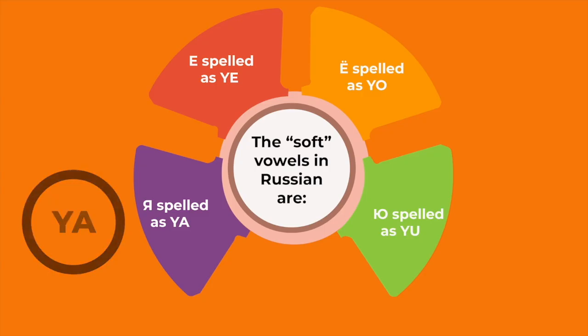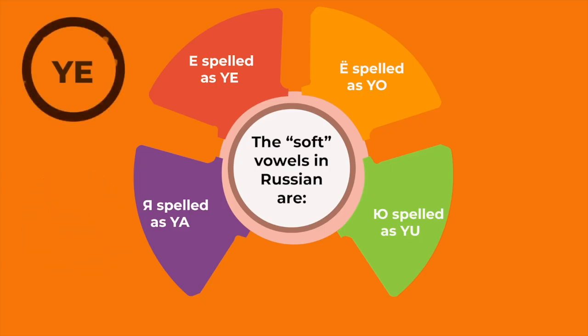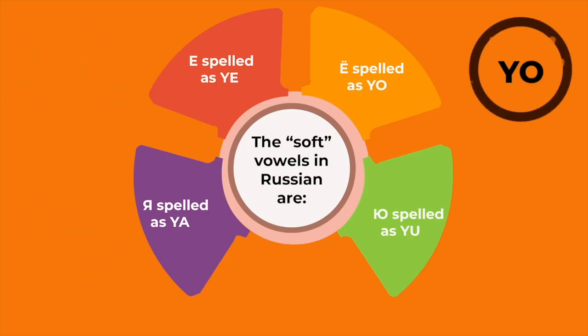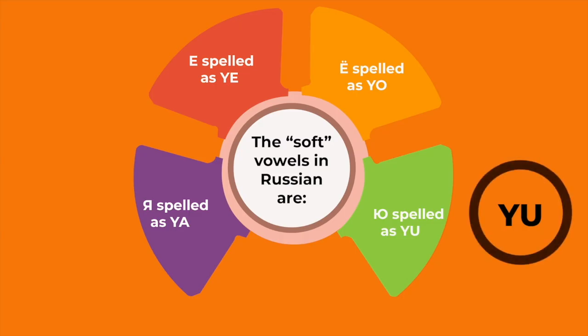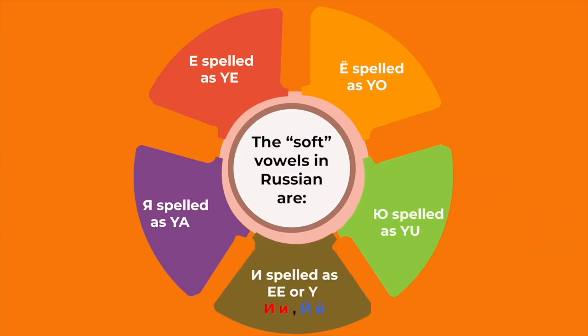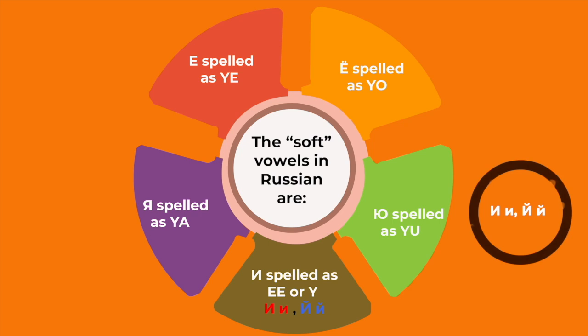Ya, Ye, Yo, U and E. In Russian, we have two E and E kratki.